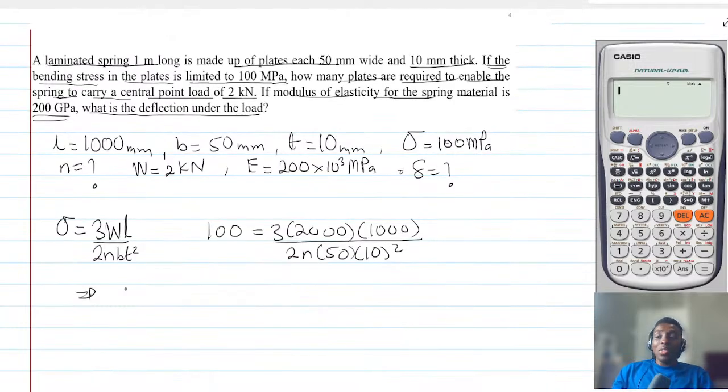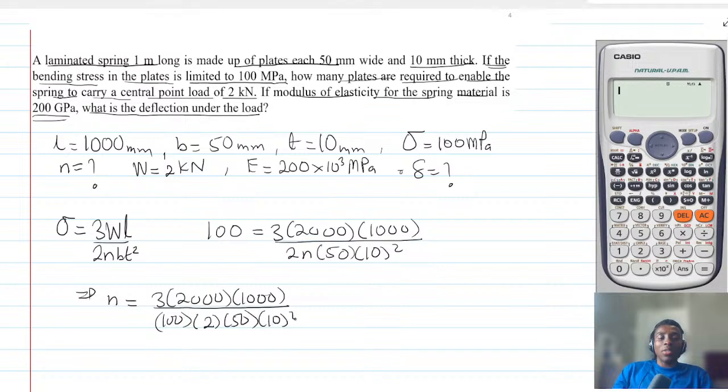It's very simple. You just have to know the formula which applies. So making n the subject, n will be 3 times 2000 times 1000 all divided by 100 times 2 times 50 times 10 squared. And what is that? What are we going to get?